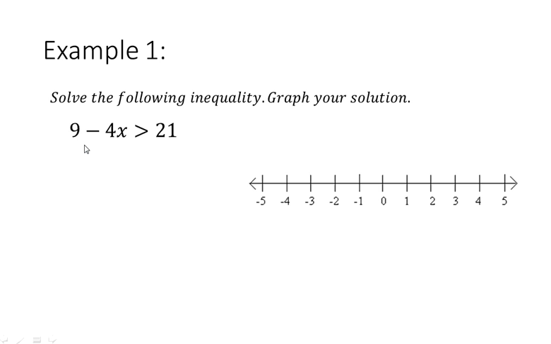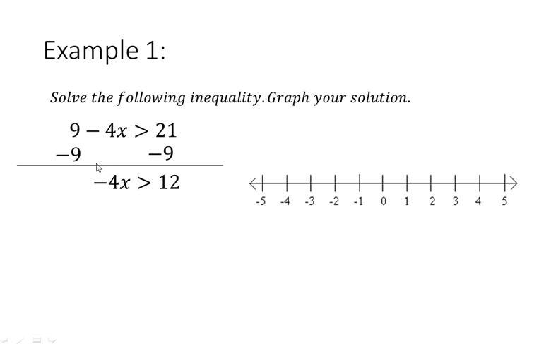It's a positive 9, so to move it to the other side, we have to subtract 9 on both sides. What you do to one side of the inequality, you must do to the other side. And so these 9's will cancel right here, and then we're going to bring down negative 4x, and then 21 minus 9 is 12, and then we also brought down our inequality.